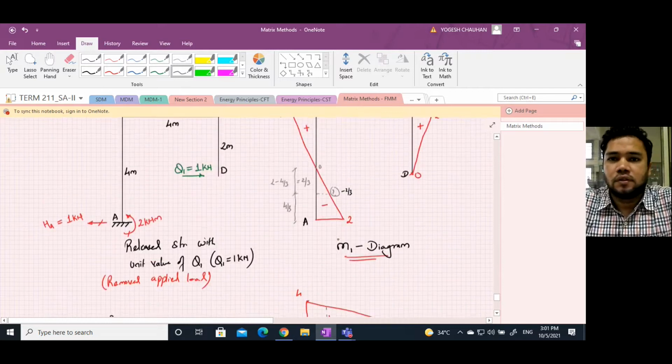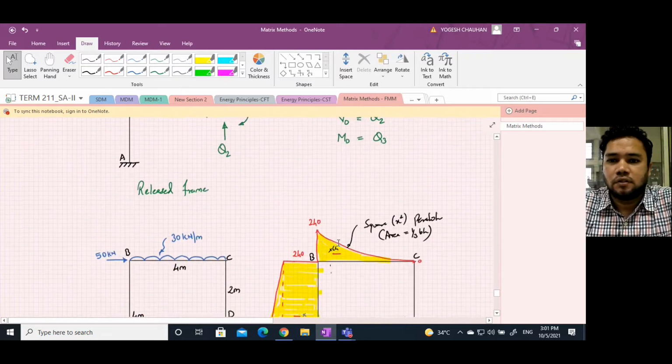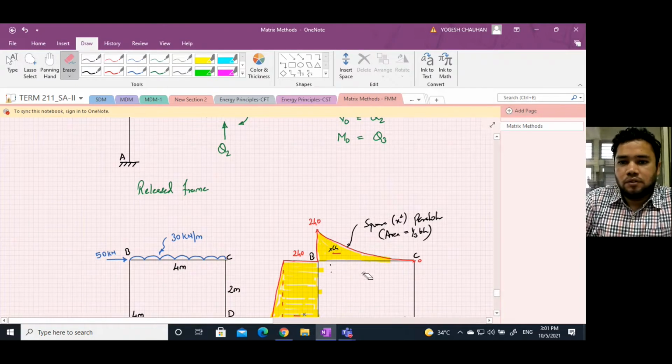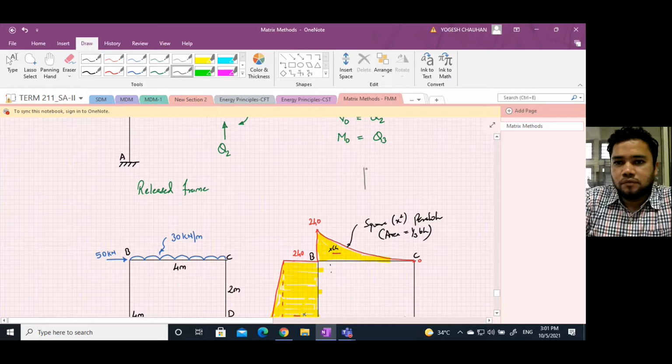The CG distance of this will be 3 by 4, 3b by 4. Let me just draw it separately. This is CG. This is a curve.